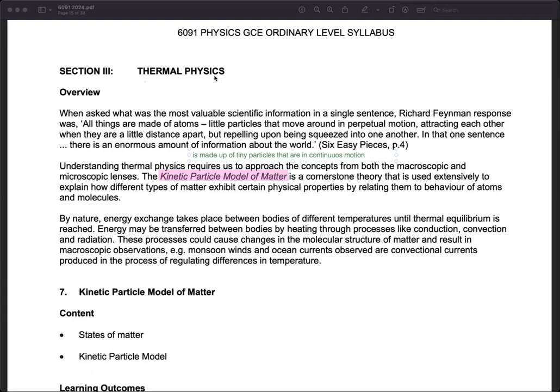Before we talk about thermal physics, we need to understand the kinetic particle model of matter. So what is this kinetic particle model of matter? I want you all to write down somewhere or type it out and send to me. The kinetic particle model of matter is a theory that states that matter is made up of tiny particles that are in continuous motion. We are going to use this model to explain the states of matter, the properties of matter, and also temperature and pressure.